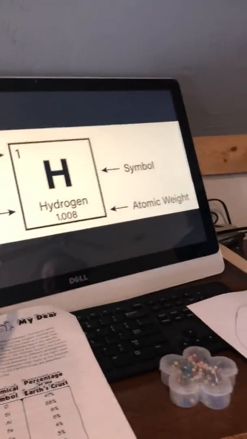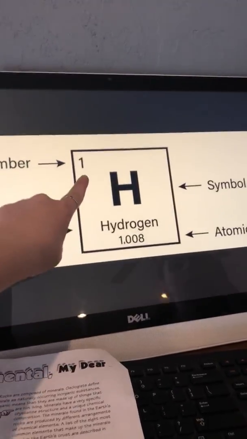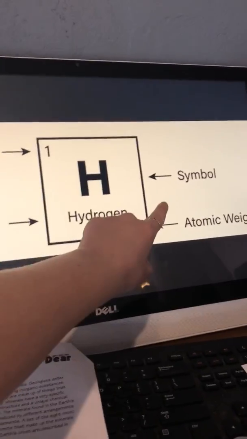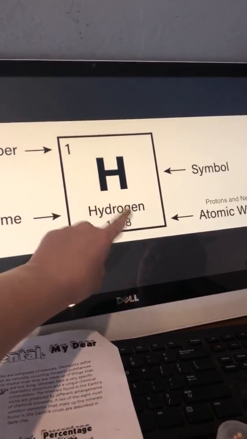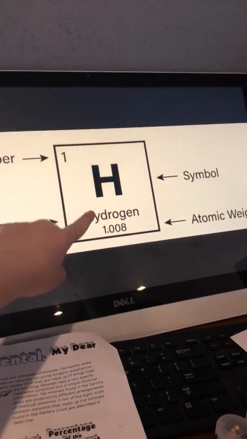So we kind of went over this last class. This is an element. Thank you for correcting my language. So this is what it looks like. You can recognize it. But this is what each of the things means, okay? So the atomic number is listed in the top left corner. The symbol is in the middle. So the symbol here is H for hydrogen.